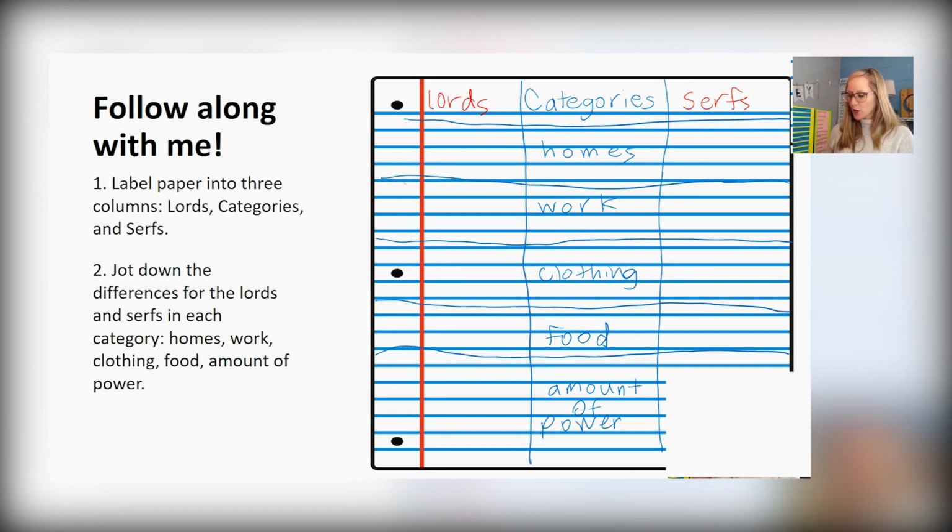Okay, start with homes. What were the lords' homes described as? Just trying to help you, and you can work ahead. That's completely fine. I hope you're at home jotting down your notes as you're thinking. If you're stuck, I might think about, okay, well, the lords' homes I know were described as castles, which we can all probably visualize what a castle might be like.